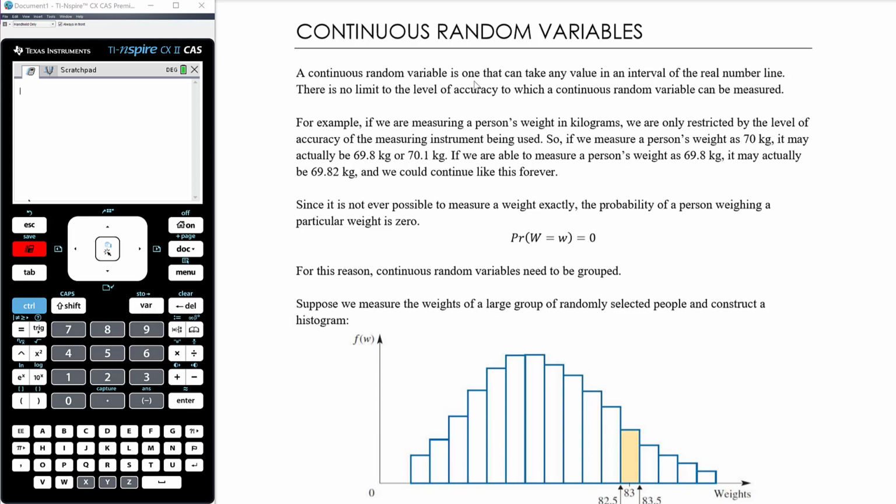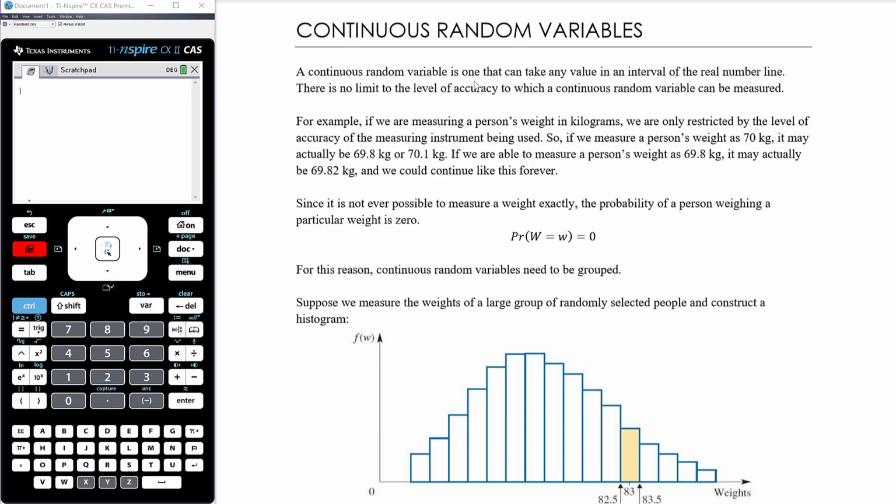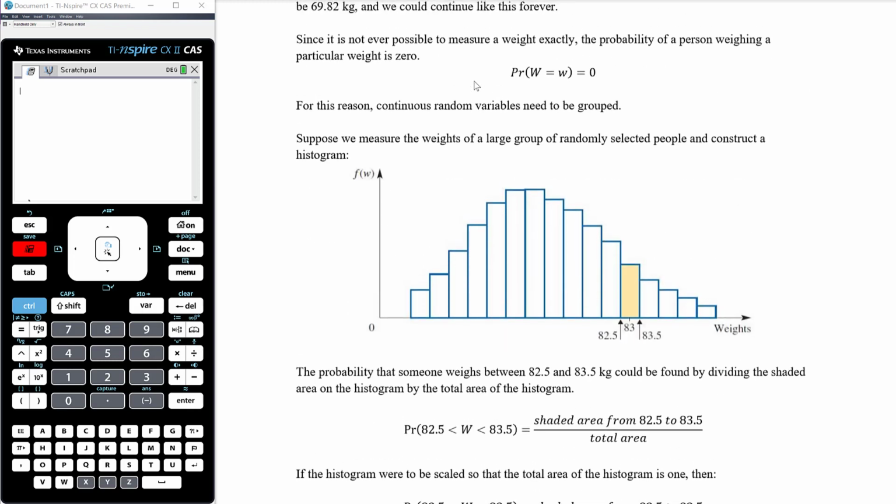For this reason, continuous random variables need to be grouped. Let's suppose that we measure the weights of a large group of randomly selected people and construct a histogram. So let's say this is our histogram. The probability that someone weighs between 82.5 kilograms and 83.5 kilograms could be found by dividing this shaded region here by the total area of the histogram. That would give us the probability that someone is within that particular category.